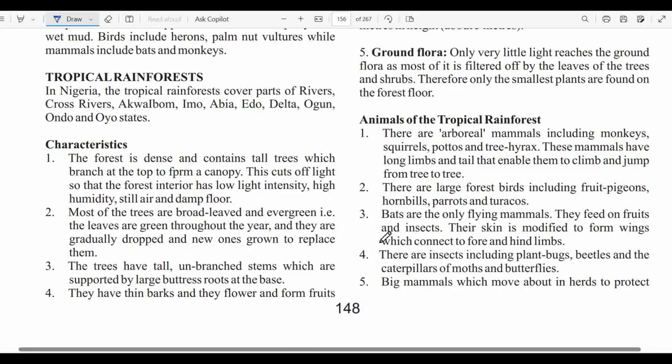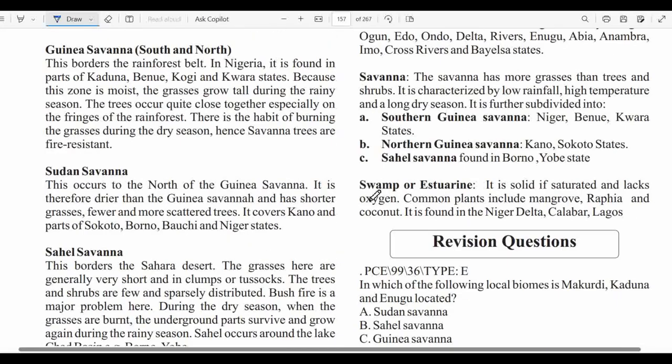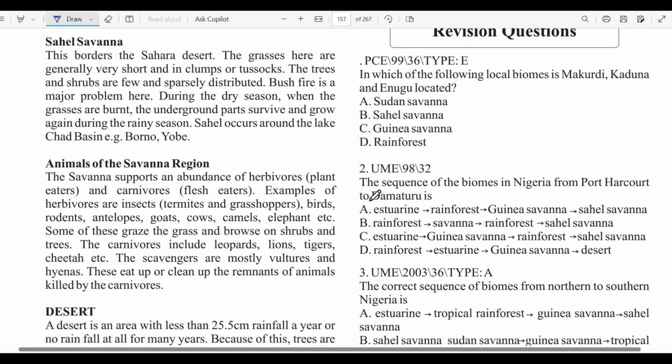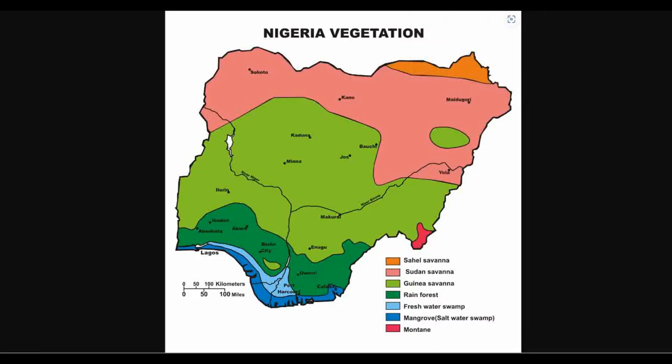Local biomes, these are the things I was reading out. Question number one says, in which of the following local biomes are Makurdi, Kaduna, and Enugu located? Go back to this map. Remember, the question says, in which of the following local biomes will you find Makurdi, Kaduna, and Enugu?